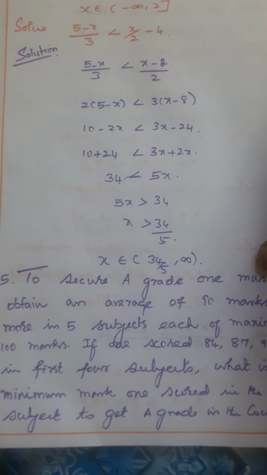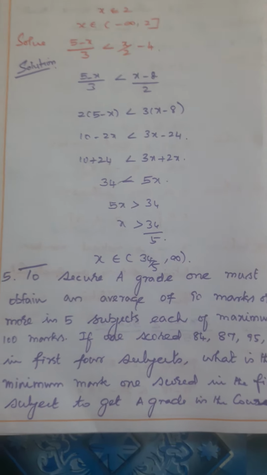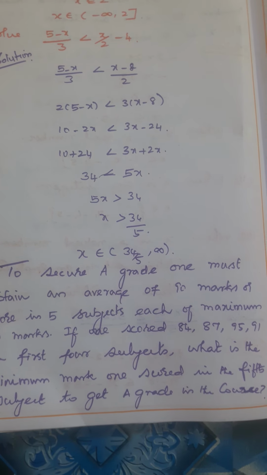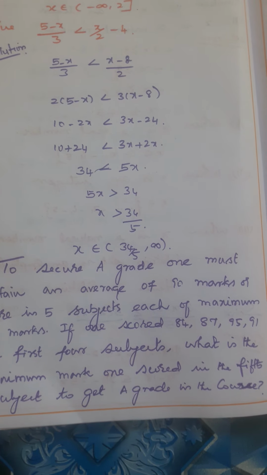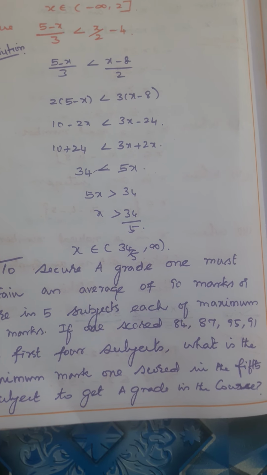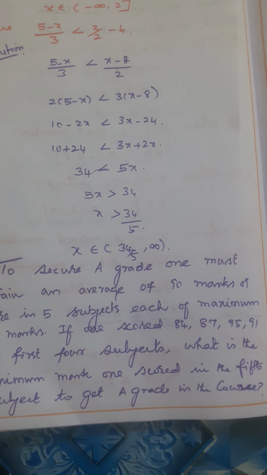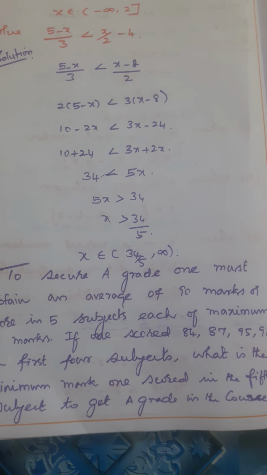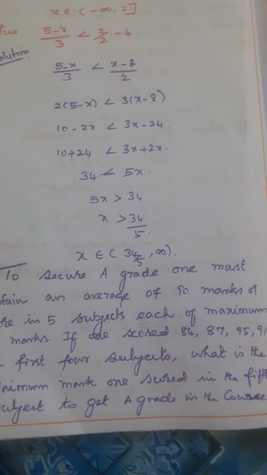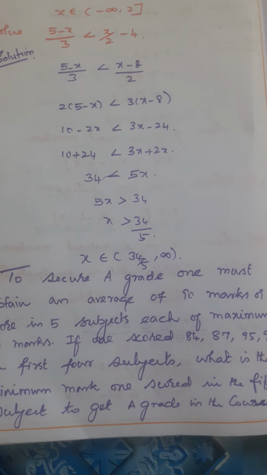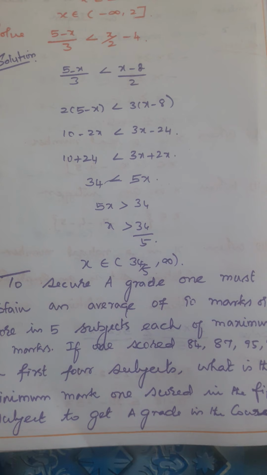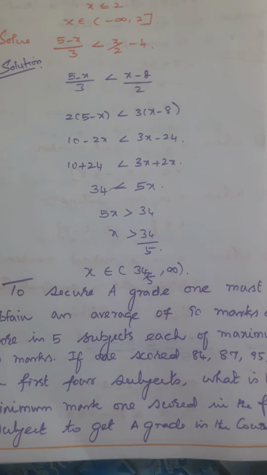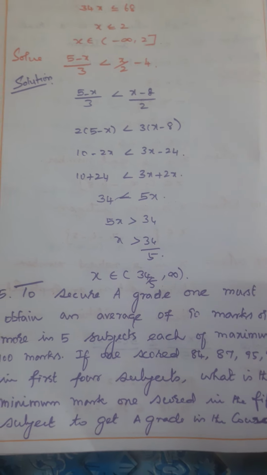The next one, the application of inequality. To secure an A grade, one must obtain an average of 90 marks or more in 5 subjects, each of maximum 100 marks. If one scored 84, 87, 95, 91 in the first 4 subjects, what is the minimum mark one must score in the 5th subject to get an A grade in the course? So you can understand the question. It is very simple.